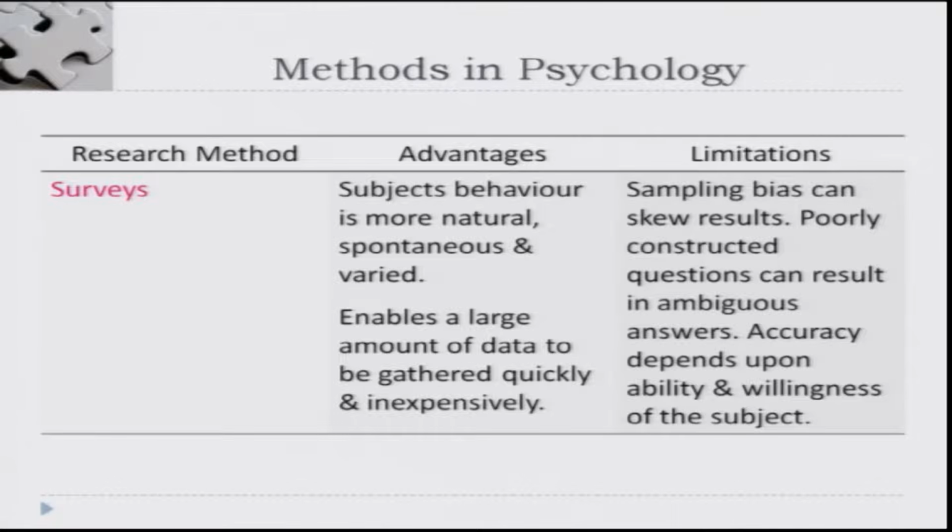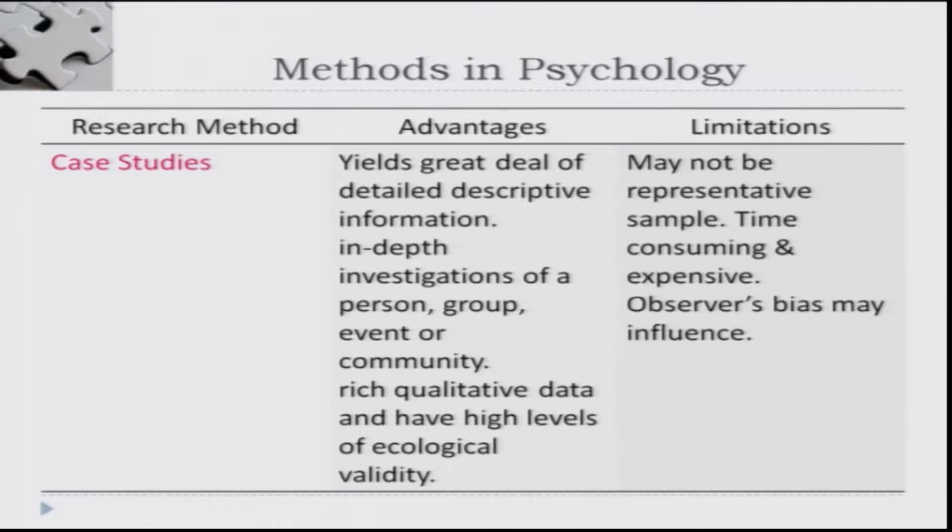The problem with the survey technique, of course, is that sampling bias can sometimes skew the result. If you have not drawn a sample which is representative of the population, then your findings might be very biased. Second, because you are using certain questions, if you construct poor questions, it might result in ambiguous answers. Therefore, accuracy depends upon the ability and willingness of the participant, as well as how good the construction of the items in your survey is.